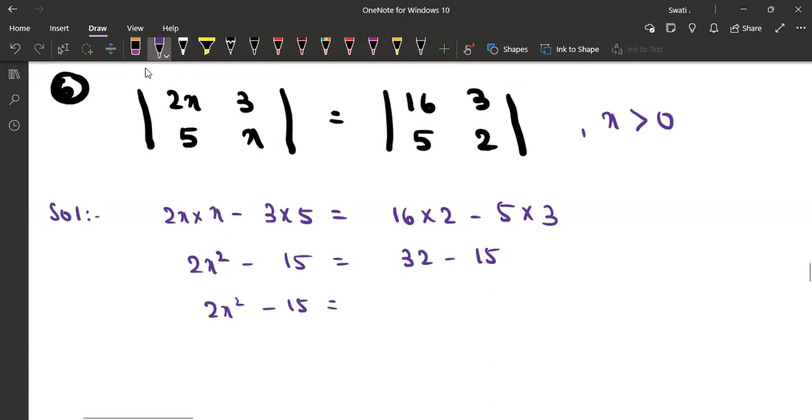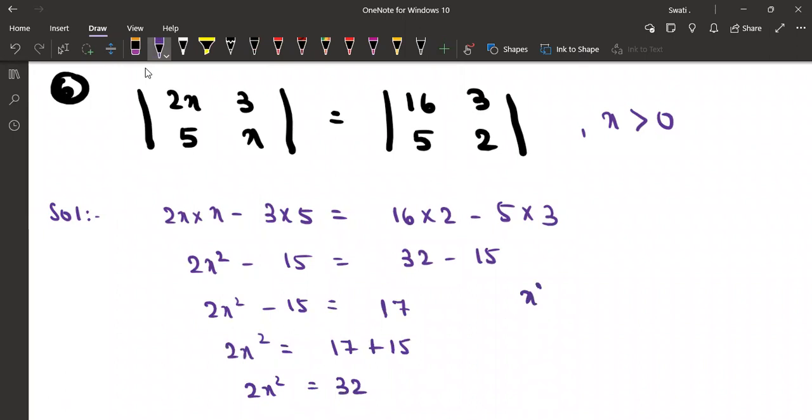Or I can do one thing here. If you want, you can simplify this. This will become 17, right? Yes. And then this will become 2x square equals 17 plus 15, which is going to be 32. Or I could have cancelled minus 15, but I did not do that, but it's okay. You can do that as well. So 2x square will be equal to 17 plus 15, which is simply 32.